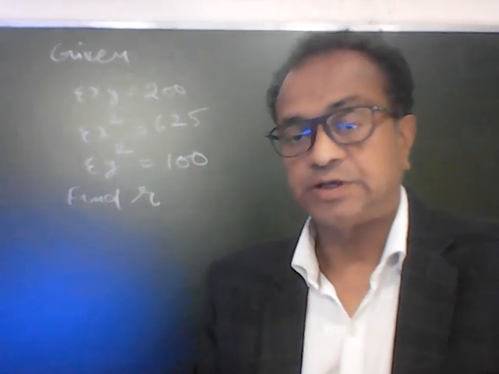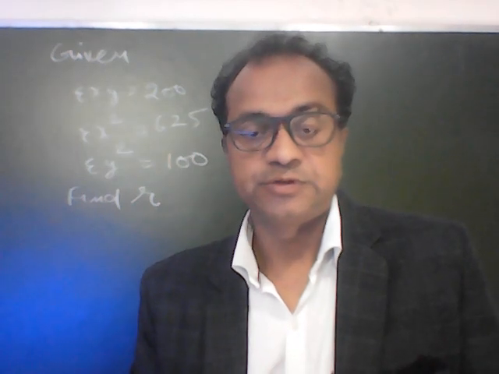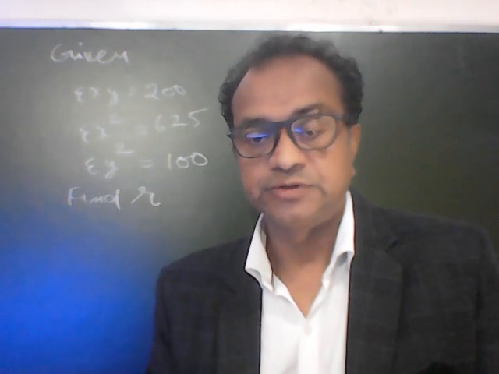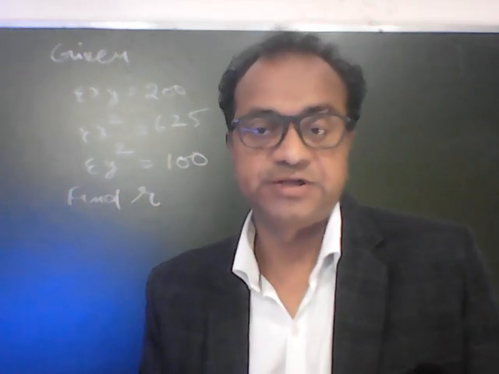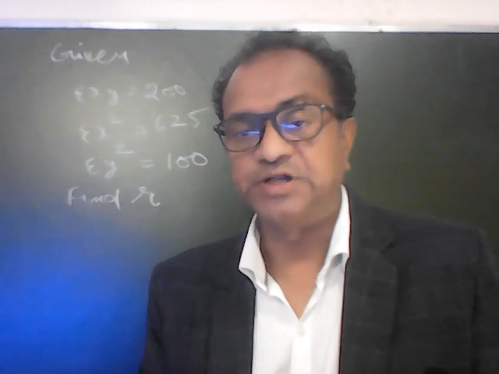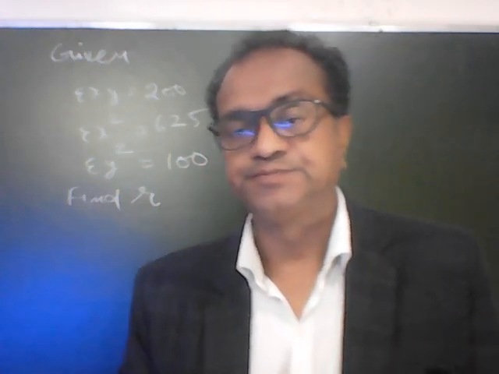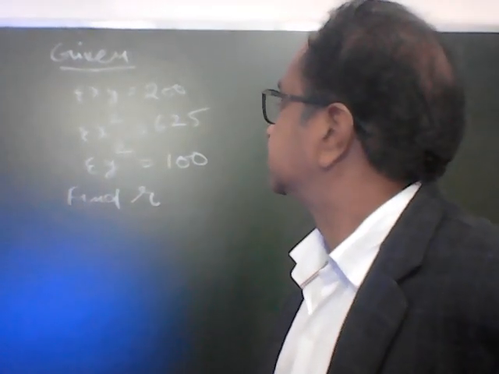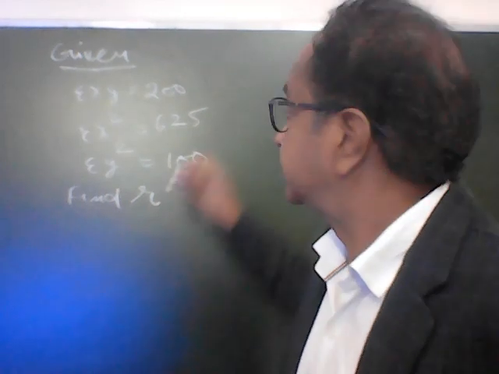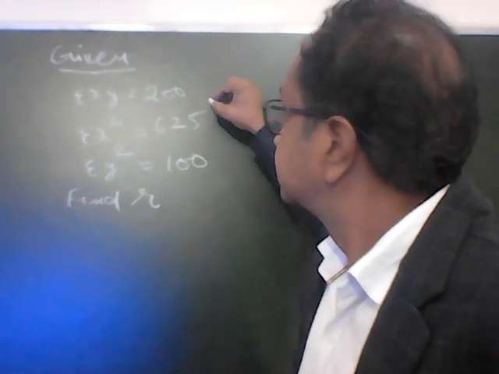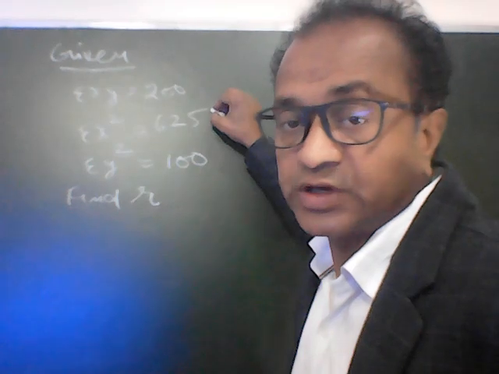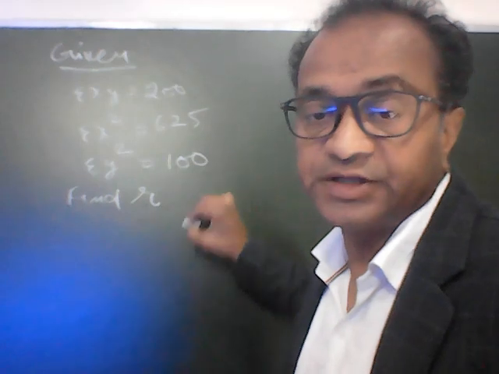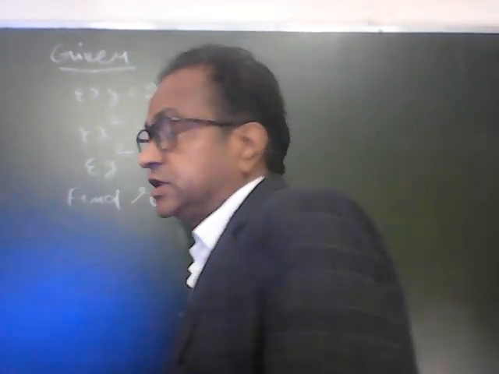Yes friends, as in my previous lectures I had worked with you on Karl Pearson's coefficient of correlation using the direct method as well as the shortcut method. Let's do some practical examples as well. For example, I'm giving you one example, just write it down. It's given that summation xy equals 200, summation x square is 625, whereas summation y square is 100. We have to find the coefficient of correlation, that is r.